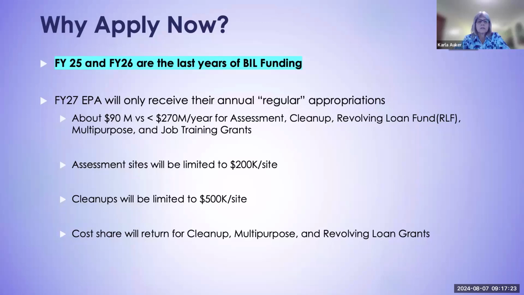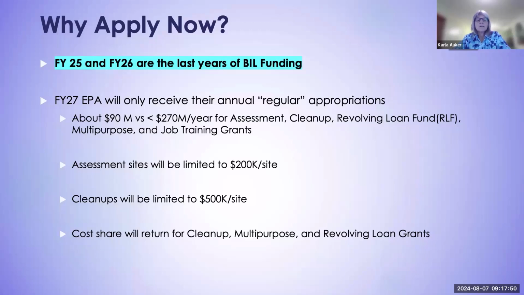And this is even more important. The cleanup grants are going to be cut back to $500,000 per site. That's a statutory limit. We use the bill funding in the last 3 years. In the next 2 years, we've been using our bill funding to fund our cleanup grants. The infrastructure law, the bill law, does not have a limit on how much we can, well, it does. It's a $5 million limit on how much we can award per site, or you can spend per site for cleanups.